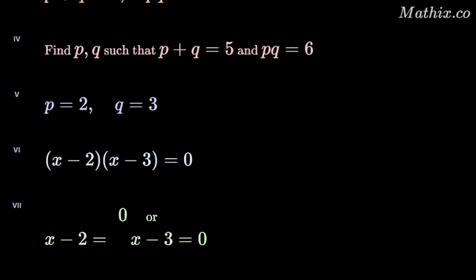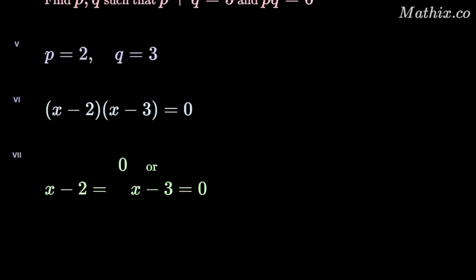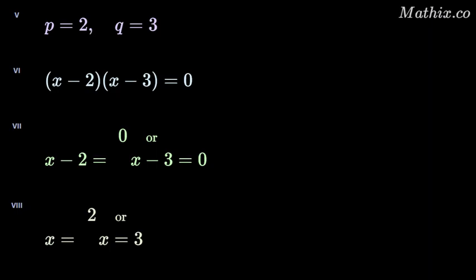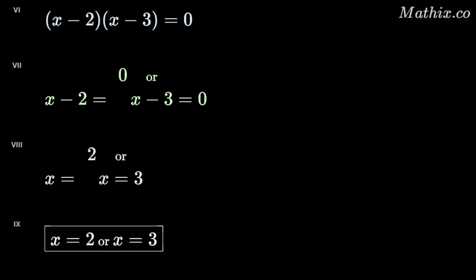By the zero product property, either x minus 2 equals 0 or x minus 3 equals 0. Solving these simple equations gives x equals 2 or x equals 3. Thus, the solutions to the equation are x equals 2 or x equals 3.